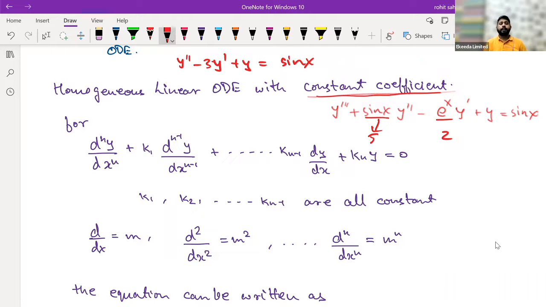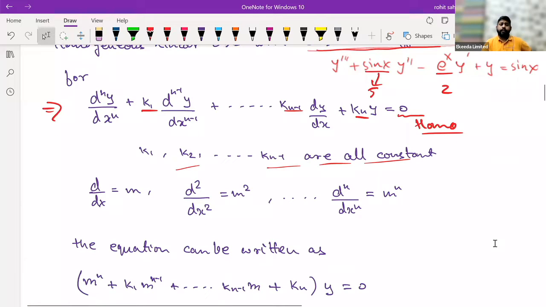In that case, let's say this is the form where k1, k2, kn minus 1, kn are all the coefficients of y and its derivatives. On the right side, you can see it is 0. So that means we are talking about the homogeneous case, where the right side is 0. These are all constants.